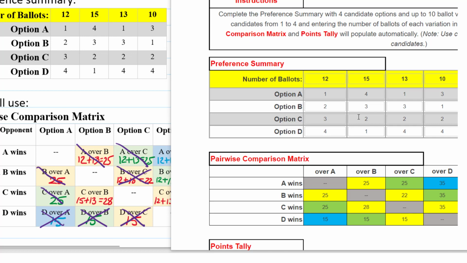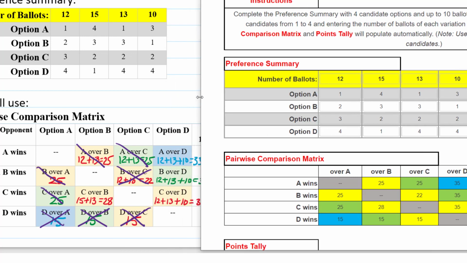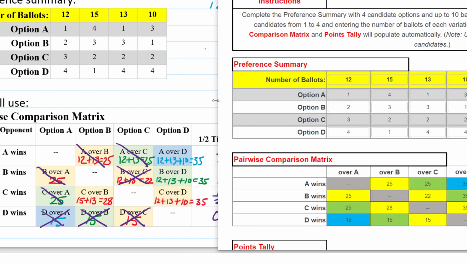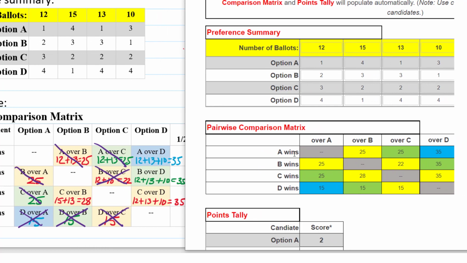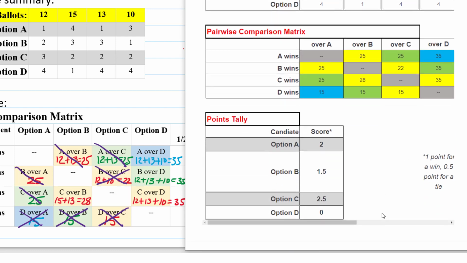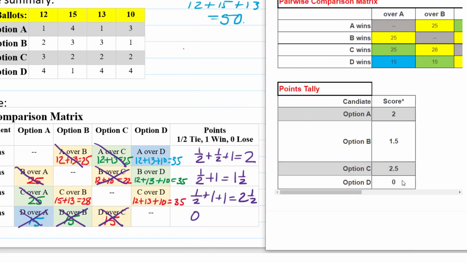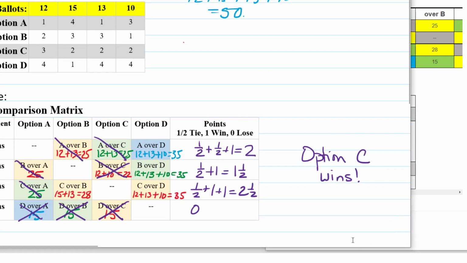Now that I have finished entering the preference summary, I'm just going to check and make sure that I got my pairwise comparison matrix set up correctly. The values in the A wins row are 25, 25, and 35, which is what I had. And all of the rest of them match up as well. Down at the bottom, it automatically populates our points tally to 1.5, 2.5, and 0. Yep, that's the same thing that we got. So we can be confident that option C was the winner.